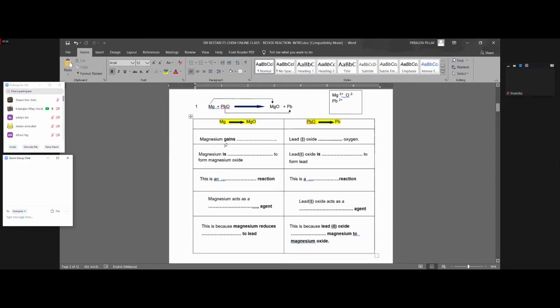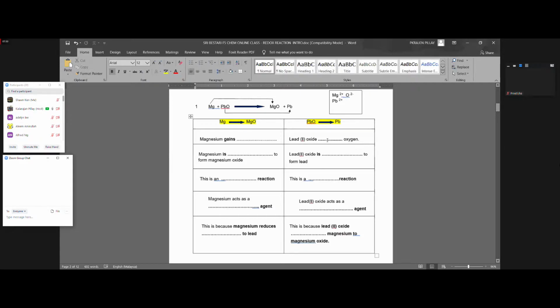We'll do one row like that. I'll do the first one, then the second one and third one you do yourself. We'll do it and I will test afterwards. So first one, magnesium gains oxygen, write down, because Mg becomes MgO. And lead, we don't say lead oxide. Lead is a special case. You must put lead 2 oxide, PbO. Pb is 2 plus, O is 2 minus, so it's PbO. Lead 2 oxide loses oxygen.